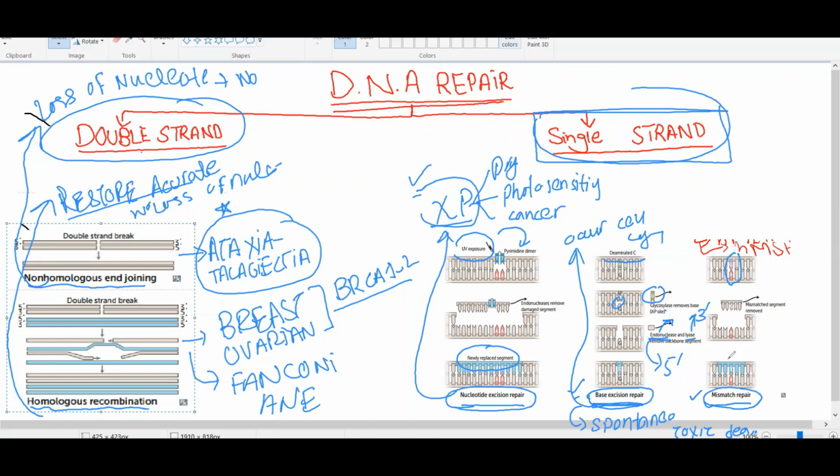So there's the clinical significance. This mismatch repair takes place in S phase of the cell cycle. If this type of repair does not take place, then this leads to Lynch syndrome, which we'll discuss in detail. Lynch syndrome is also known as HNPCC. H stands for hereditary, N for non-polyposis, and C for colorectal cancer. So this is basically the superficial overview of DNA repair.